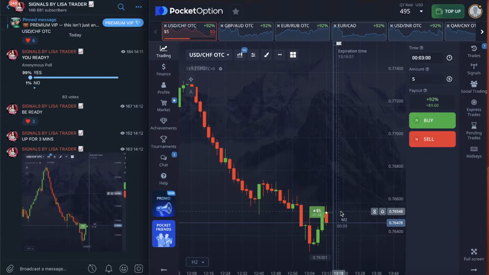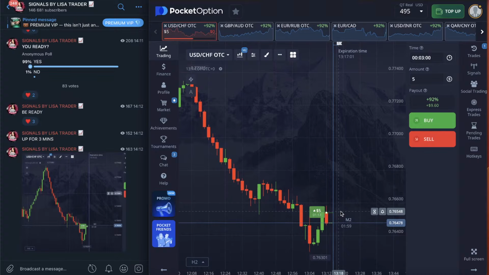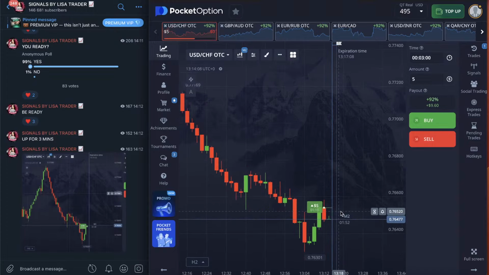Of course, this is live, guys. You can see it all by the time and everything. You can open the same currency pair now with me, and you can check that this is the same. Lost? What do you mean lost? The trade is still going.